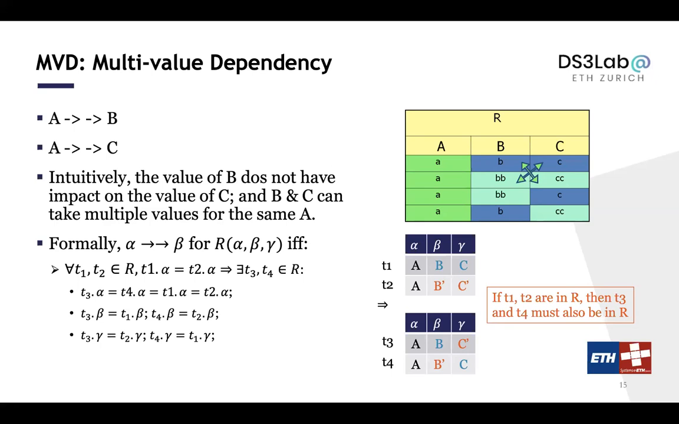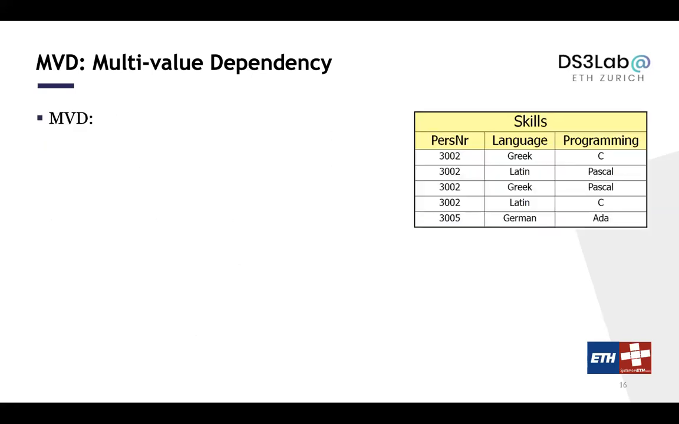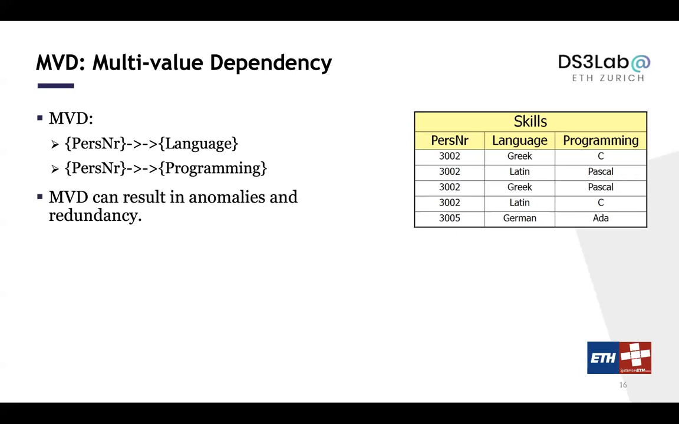Okay, so this is a multi-value dependency. Let's look at one example. Assume we have a relation containing 3 attributes: the person ID, the language the person speaks, and the programming language that person knows how to use. In this application, there's a conditional independence between language and programming language. So essentially you have the MVD from the person ID to language, and the MVD from person ID to programming language. It's very easy to see that when you have an MVD, it can also result in anomalies and redundancies. So it's not caused by a functional dependency, but by a multi-value dependency.